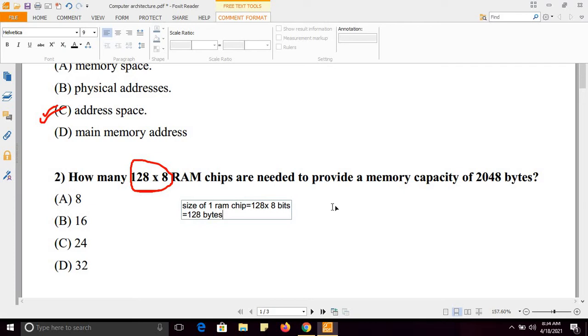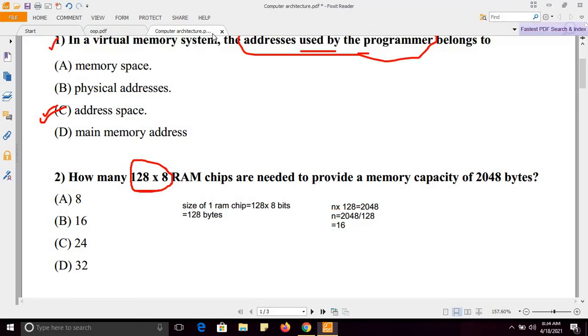So size of one RAM chip is 128 bytes. The question is, how many RAM chips? So N multiplied by size of one RAM chip, 128, is the memory requirement, 2048. So N equals 2048 divided by 128, which is equal to 16. So 16 RAM chips are required. So right answer is option B.